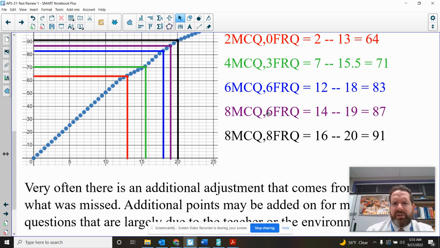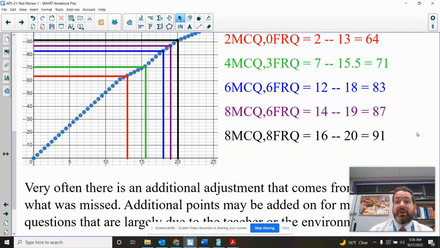The last example, let's take a look at one of these two. Let's look at the black one. If you get 8 multiple choice questions, so meaning you can miss 4 of them, and if you get 8 points on the free response, meaning you missed a total of 4 points across the 3 free response questions, that gives you 16. After corrections, takes you to 20. You've got yourself an A-.